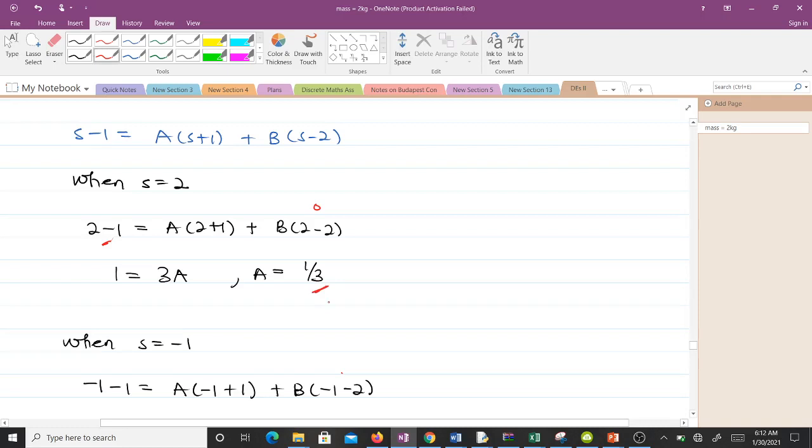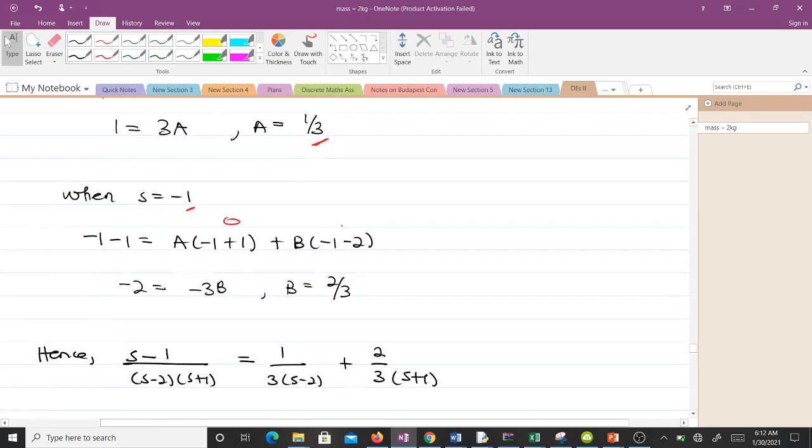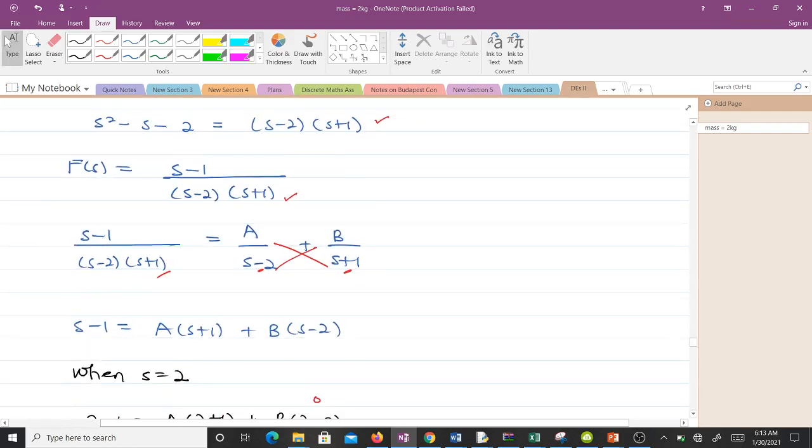So then we have a is left with b. So when s is equal to negative 1, then we have negative 1 minus 1 will be equal to a times negative 1 plus 1. This gives us 0. Then b times negative 1 minus 2. So this gives us negative 2 equals negative 3b. Then when you find for b, you get b equals 2 over 3. So now we have the value for b and a. So we can put them inside this.